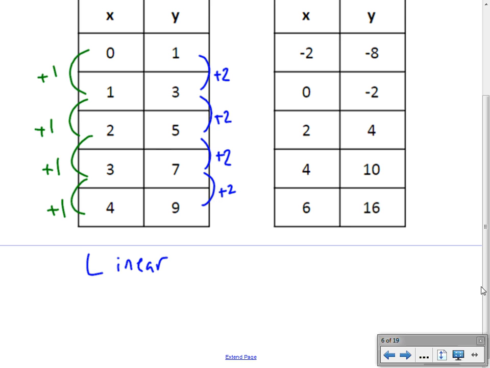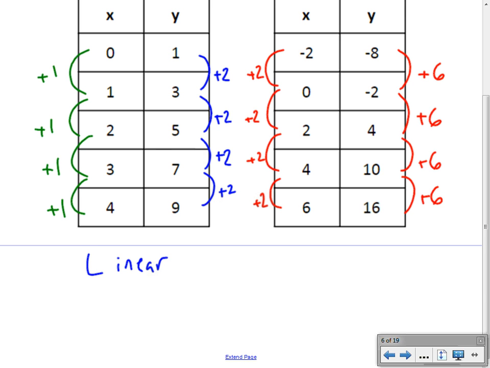Okay, let's look at another one. Okay, check the x's first. This time it looks like we're adding 2 each time. So we do have a constant change in x of plus 2. Now we just check y. So let's see, I have to add 6 each time here. So we have a constant change in our y values of plus 6. We have a constant change in x and y, so it's linear.